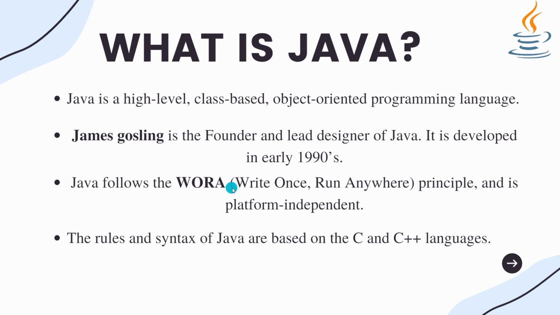Java follows the write once, run anywhere principle. That means you write your Java program on one machine. Let's say you write your Java program on Mac OS and you can run that same Java program on a Windows system as well. The rules of Java are based on C and C++ languages. That makes it very much easier to learn.